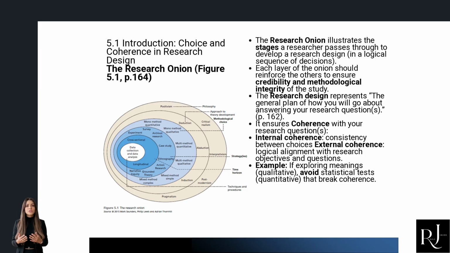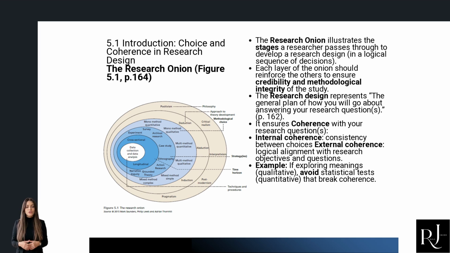To begin, we must look at the research onion in Figure 5.1. This model illustrates the stages a researcher passes through to develop a robust research design in a logical sequence of decisions. Think of it as peeling back layers. Each layer, from philosophy down to techniques, must reinforce the others to ensure credibility and methodological integrity. Your research design is essentially the general plan of how you will go about answering your research questions.